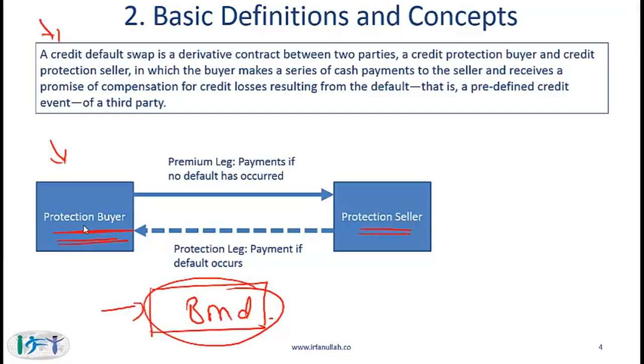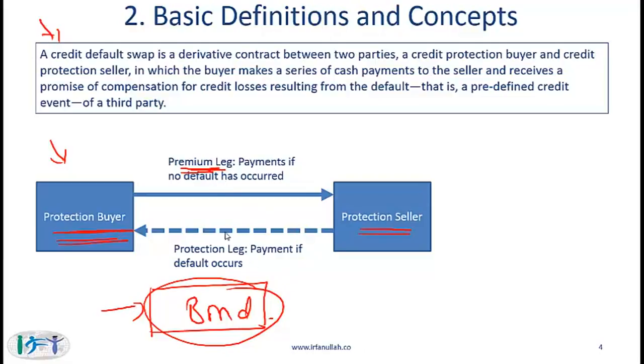So the protection buyer pays a certain premium to the protection seller, and these premium payments are made periodically if no default occurs. If this is a 5-year contract, then over a 5-year period, the premium payments will be made. If there is a default, then the premium payments will stop.